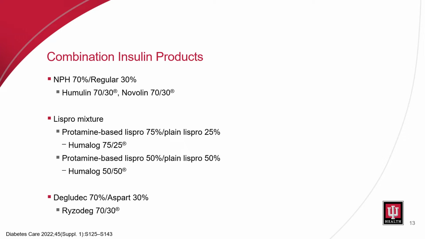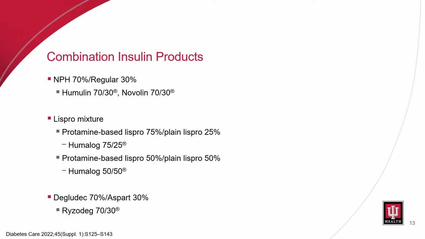We also have combination insulin products, so NPH 70% and regular 30% is the one that I see most commonly, in Humulin 70/30 or Novolin 70/30. So for example, if you were to prescribe your patient NPH and regular 70/30 or Humulin 70/30 at 10 units, they would effectively be administering themselves 7 units of NPH with 3 units of regular insulin.